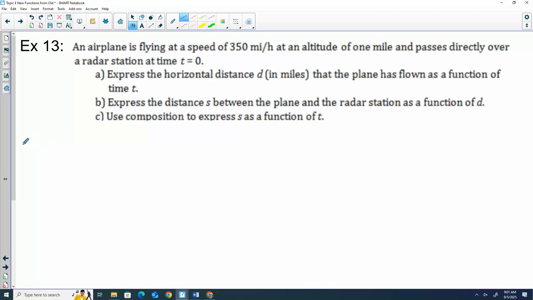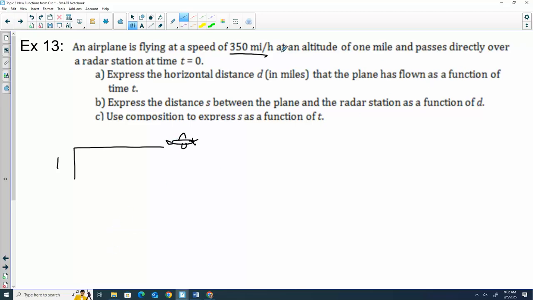An airplane is flying at a speed of 350 miles per hour at an altitude of 1 mile and passes directly over our radar station at time t equals 0. What do you think we should do? You guys want to draw a picture to help us visualize this a little bit? Would that help? What's altitude? Okay. And I told you that's just a straight 1 mile, so that means he's just flying straight. Okay, we're not changing altitude. I am an amazing artist, just so you guys know. Where's my airplane? Okay.